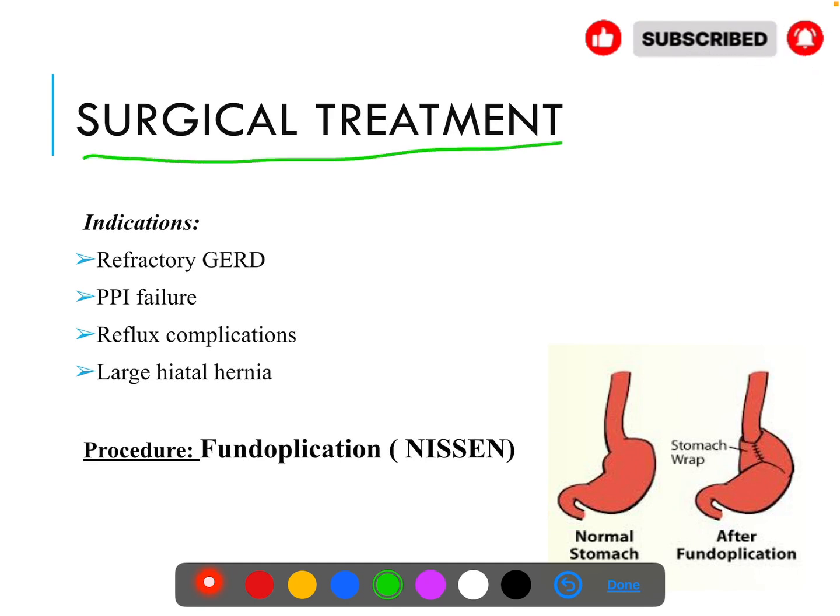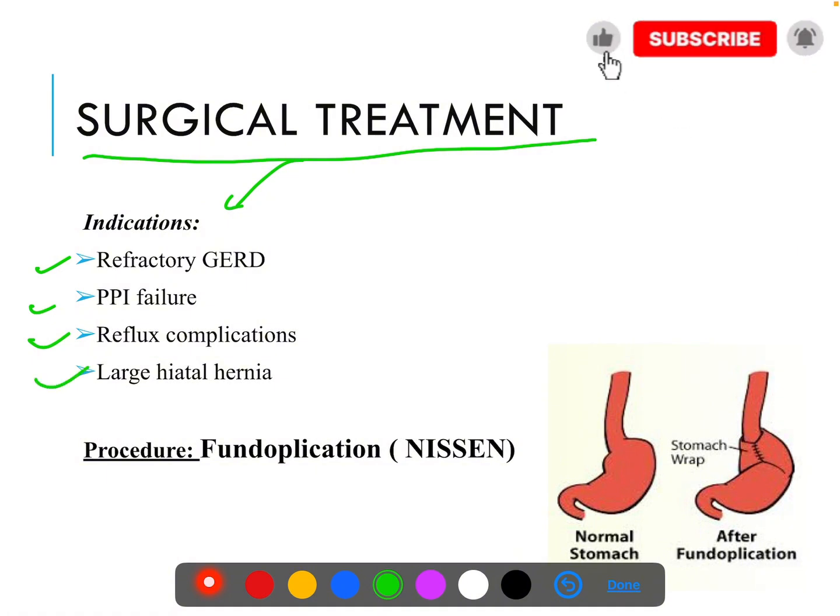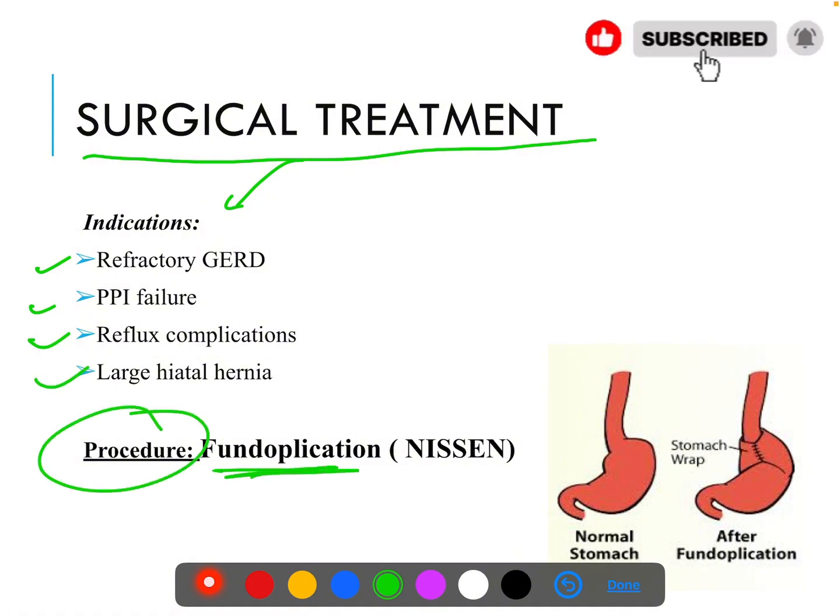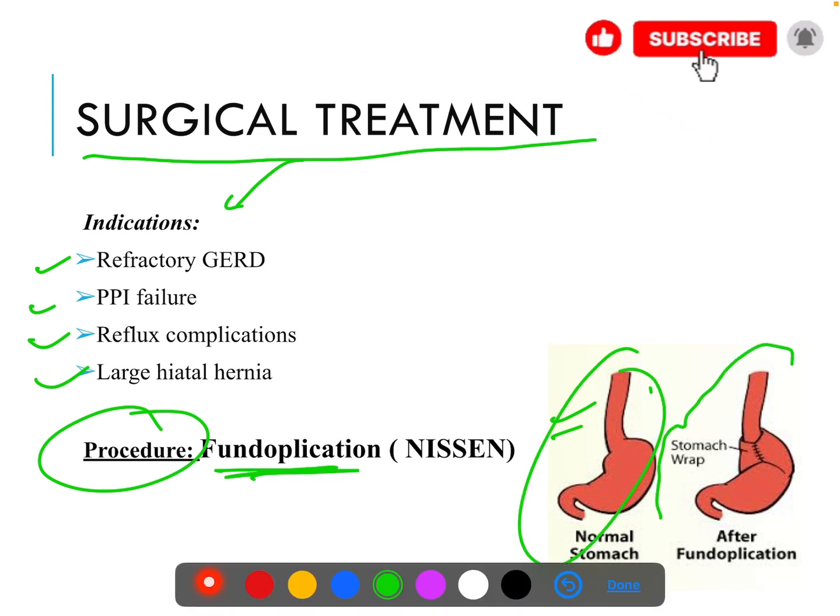So now talking about the surgical treatment, its indications are refractory GERD, in PPI failure, in reflux complication, in large hiatal hernia. The procedure is fundoplication. Here we appreciate the figure. This is the normal stomach and this is after fundoplication.